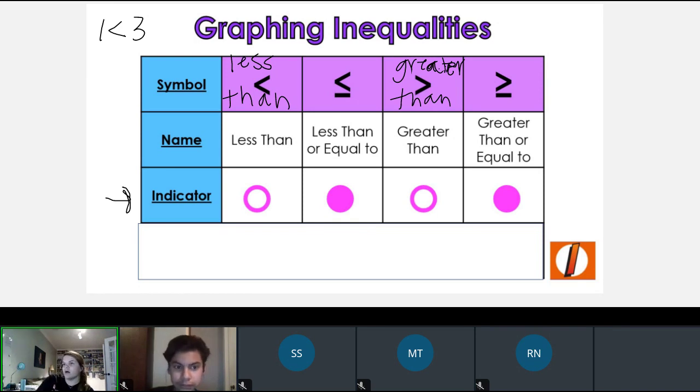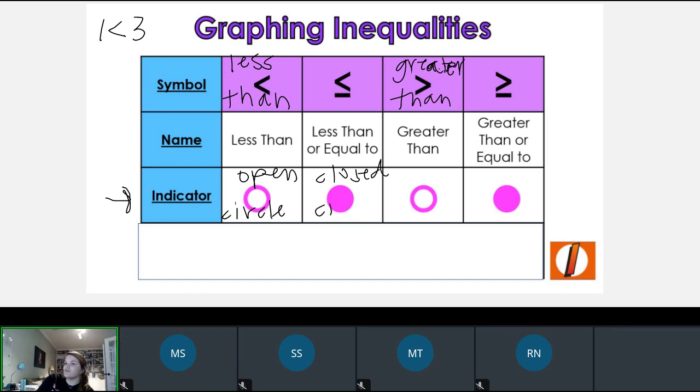So these are open circles versus closed circles. If you're wondering what they mean, it's either an open circle or a closed circle. You will notice that the open circles happen when we have an inequality that is strictly less than or greater than. If we have the equal to sign underneath, then it's a closed circle.